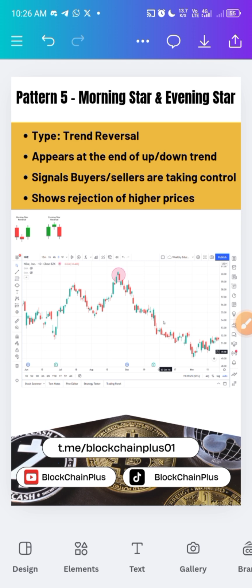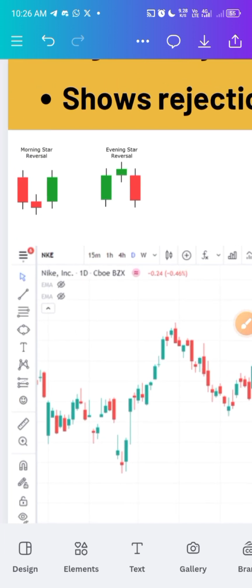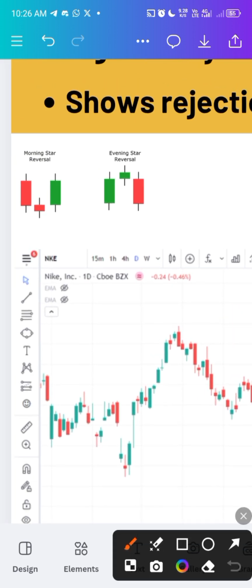So let's look at how it forms. You can see it here. There is a long bearish candle and a small bearish candle, then a long bullish candle. This is what the morning star for a buy is, that is a bullish sign. Then the evening star. The morning star represents buy, the evening star represents sell.